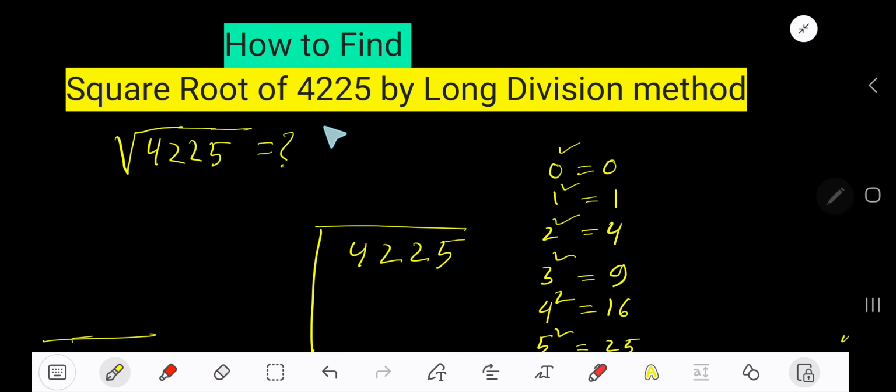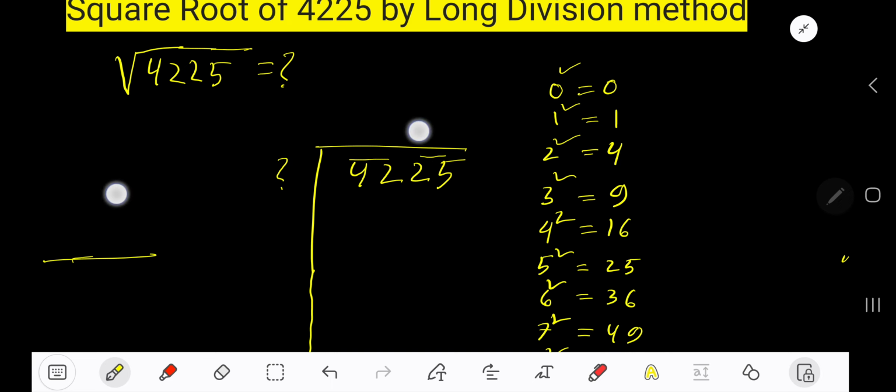How to find the square root of 4225 by the long division method. So we need to make pairs from right-hand side to left-hand side. Okay, so this is our first pair, this is our second pair. So work on this pair, 42. Here you have to take a number whose square will be 42.